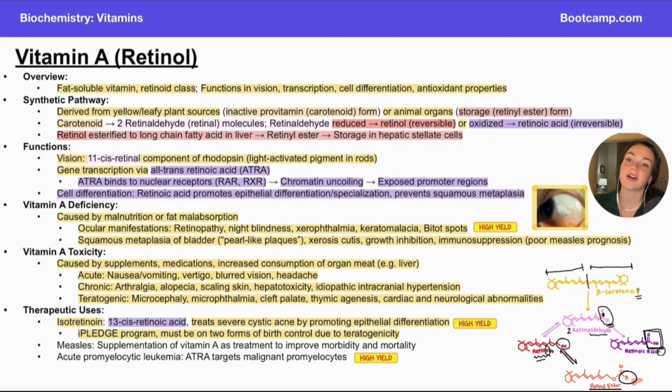Next therapeutic use of vitamin A and the retinoids is measles. Like we said, a vitamin A deficiency is a poor prognostic factor. So vitamin A is supplemented in patients with measles. It is just for the morbidity and mortality benefit, improving that immune system.